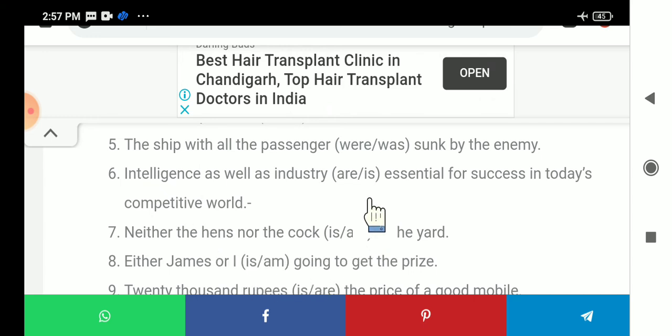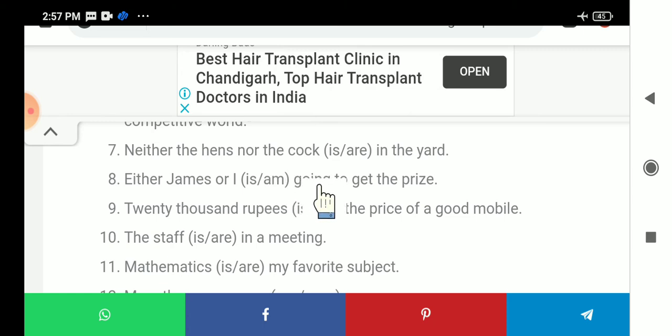Understood? Now comes the next one. Neither the hens nor the cock is or are in the yard. So what is the best suitable answer? Is is the best suitable form of the verb. See, when phrases like neither, nor are added to the sentence, and the first subject is plural and the second subject is singular, which form of the verb do we use? The singular verb, according to the rule we discussed in the previous video.